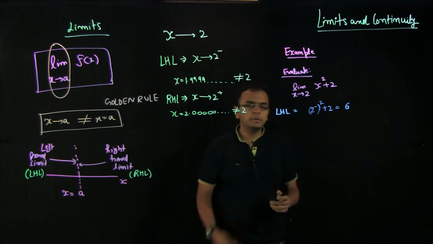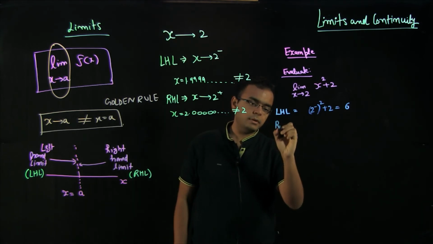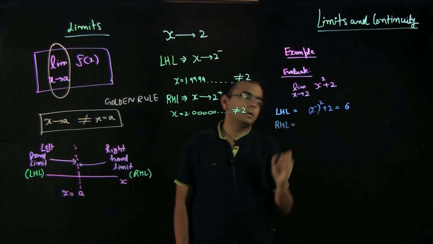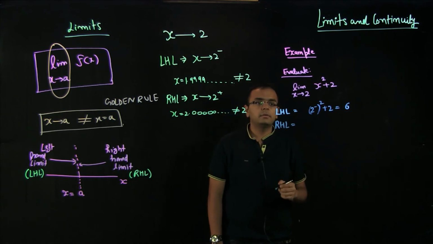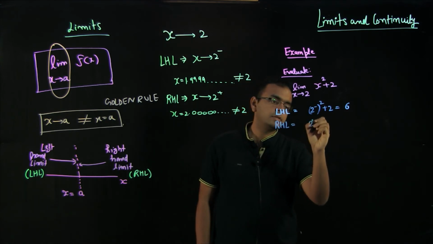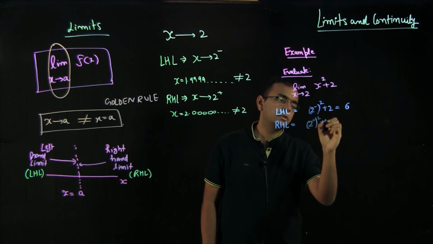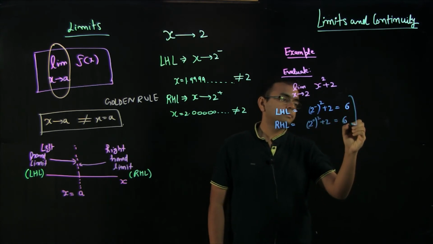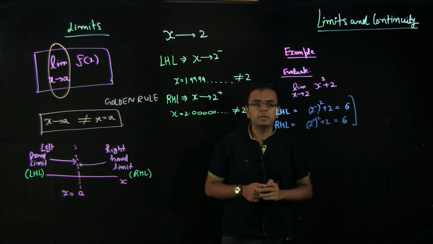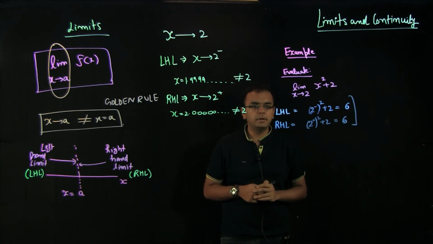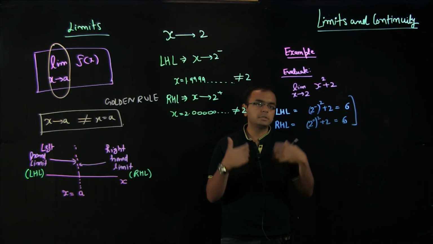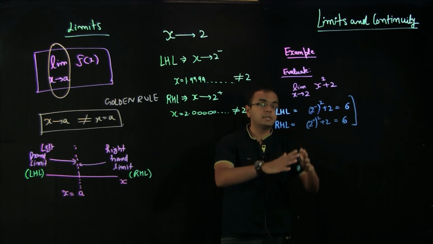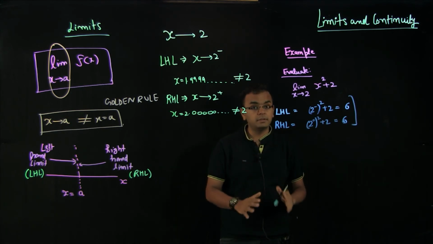And now also let us define right hand limit, and let us see, that will be 2 plus square plus 2, and that is also 6, right? So that is how we define left hand limit and right hand limit, and this is a very easy example, just trying to show you that a function will be approaching 6, will not exactly be 6.